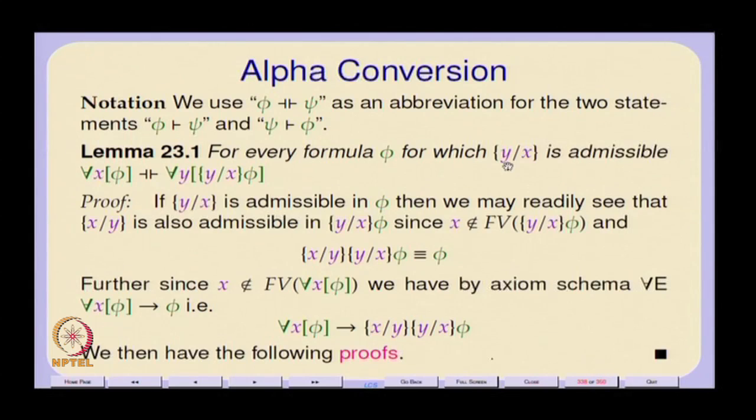So for every formula phi for which y for x is admissible, for all x phi proves and can be proven from for all y for x of phi. Yeah. So, the first thing to realize is that if y for x is admissible in phi, then firstly x is not a free variable of y for x of phi. Therefore, x for y is also admissible for y for x of phi, right. And actually if you take x for y in y for x of phi, then you get back phi. It is actually a syntactic identity, right.